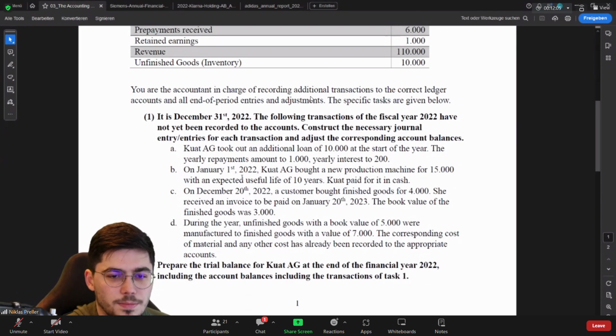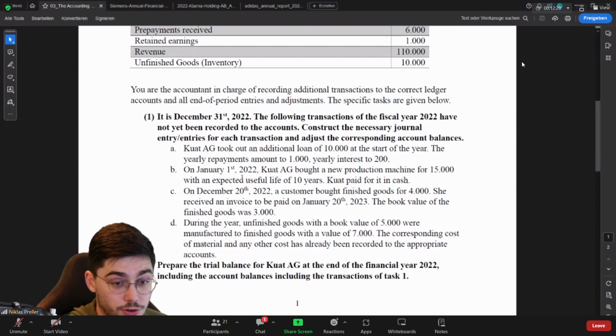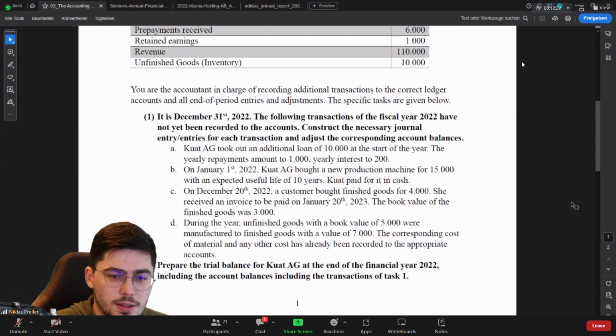First of all, it is December 31st, 2022 for all these transactions, and the following transactions of the fiscal year 2022 have not yet been recorded to the accounts. Construct the necessary journal entry or entries for each transaction and adjust the corresponding account balances. Number A: Kurt AG took out an additional loan of 10,000 at the start of the year. The yearly repayments amount to 1,000, yearly interest to 200. Someone with the correct accounting entry, please.